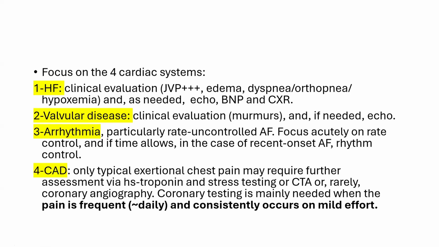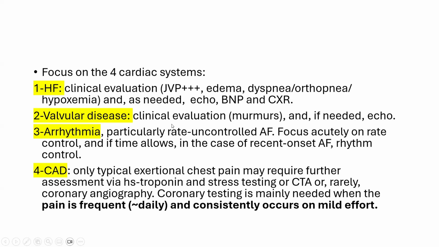So on your pre-op assessment, do the following. 1, focus on heart failure. And how do you assess for that? Clinical evaluation. JVP is the single most important physical finding in heart failure. Learn to do it well, and if needed, use ultrasound of the internal jugular, which I can describe in another video. Assess edema, dyspnea, orthopnea, hypoxemia. Lie the patient flat for a minute and see whether he develops orthopnea. And as needed, based on that clinical evaluation, order an echo, BNP, and chest X-ray.